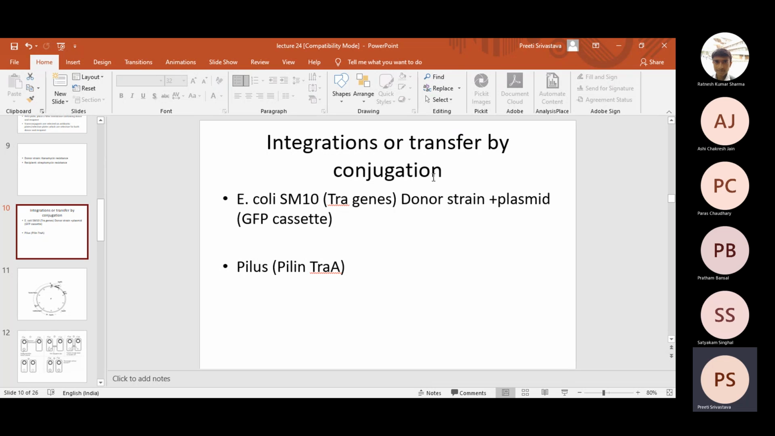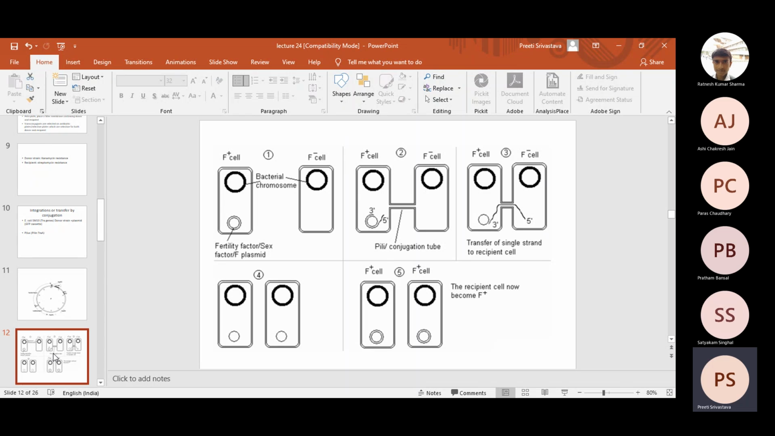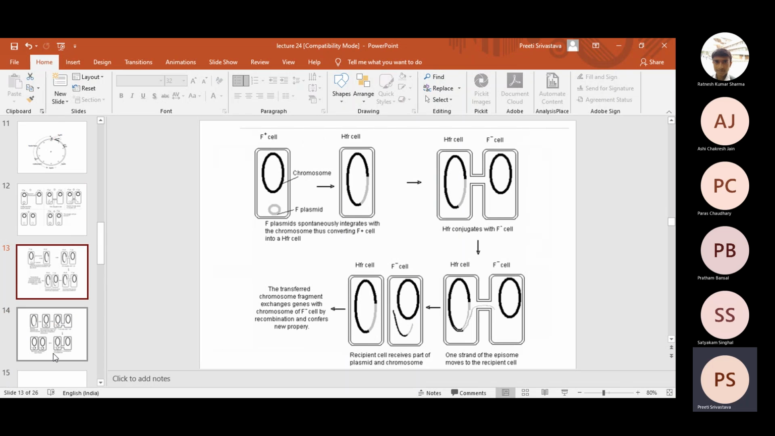So, and why it can be used for integration of genes. I think this is more or less what Ashi has explained, that F plus can become F minus. Here I would like to add a little more detail onto it. When we talk about HFR cell, HFR cell is high frequency recombination cell.